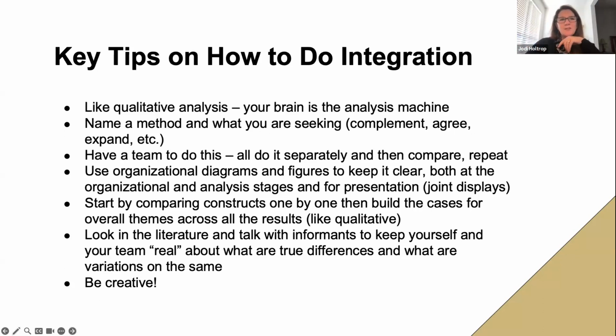So I think what you want to do is name the method and what you're seeking to do. Are you looking to see if things complement each other or agree? Are you trying to expand? What is it you're trying to accomplish? And then, like a lot of qualitative research, you have a team to do this. The reason you can feel pretty confident in results is, if I read a quotation report and summarize it, and the next person I'm working with reads the same report and summarizes it, and a third person does too, and then we get together and talk about it, and we all came up with the same thing, then it's likely that that's what the answer is, right? So mixed methods is very much the same. You want to benefit from triangulation and having a team of people looking at the same data.